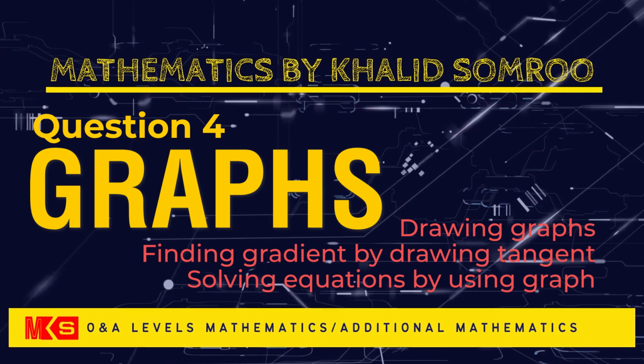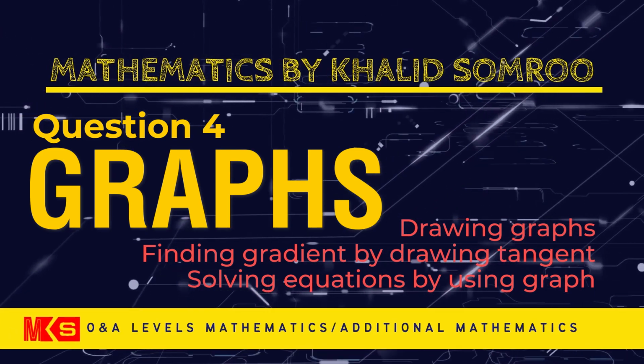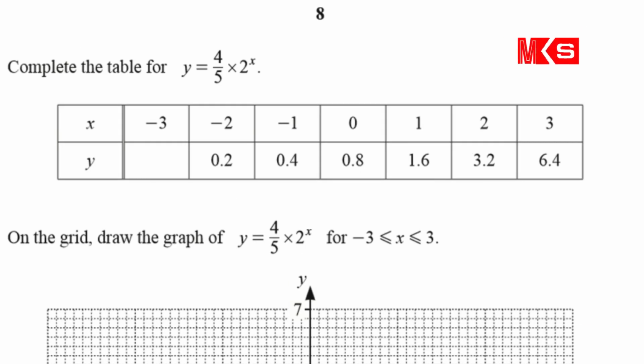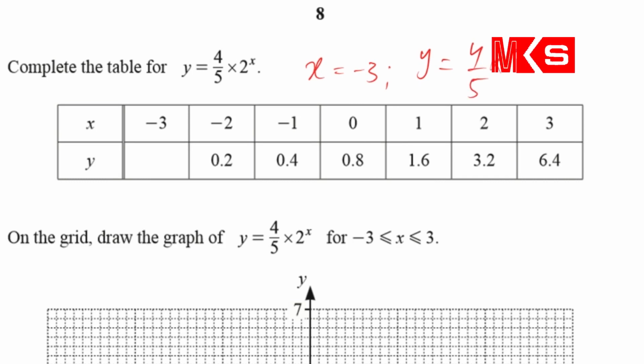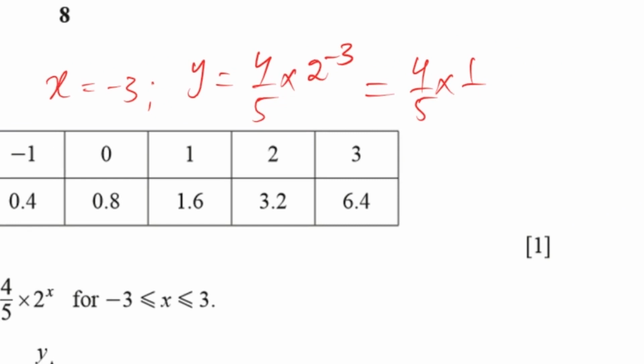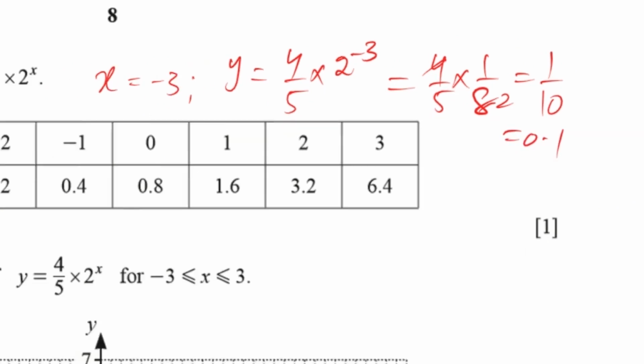Question number 4 related to the graphs. Complete the table for y is equal to 4 over 5 times 2 raised to power x. X is equal to minus 3. Y is equal to 4 over 5 times 2 raised to power minus 3. So whenever we have to evaluate a number in index form, first we convert it into a positive index. So that would be 4 over 5 times 1 over 2 cube, which is 8. So that will become 4 2s are 1 over 10 or 0.1.